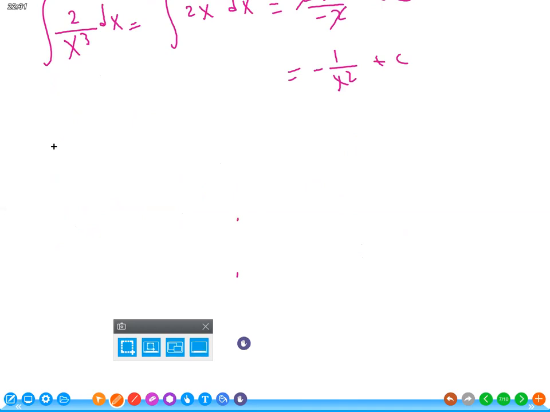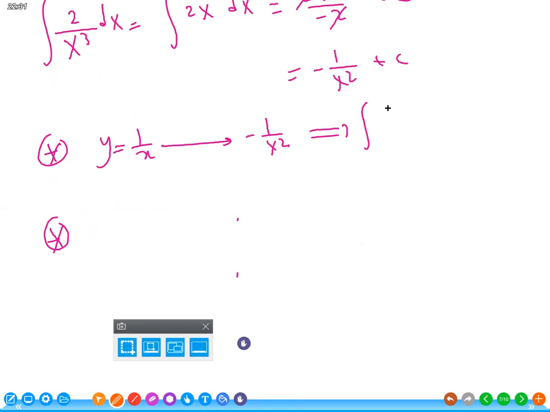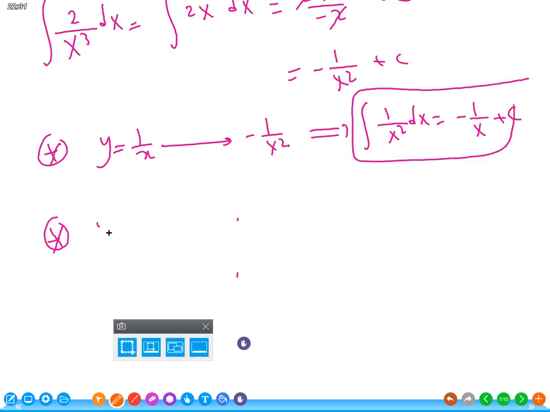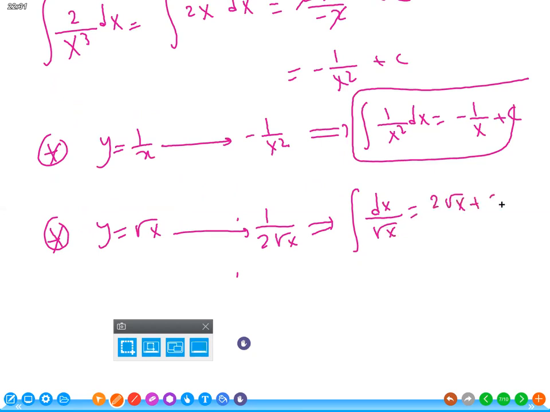I want to add 2 special rules, very important. You know from the derivative, what's the derivative of 1 over x? Minus 1 over x squared. So the antiderivative of 1 over x squared dx will be minus 1 over x. As a special rule, you can put it directly. Y equals radical x. What's the derivative? 1 over 2 radical x. So the antiderivative of dx over radical x equals 2 radical x plus c.